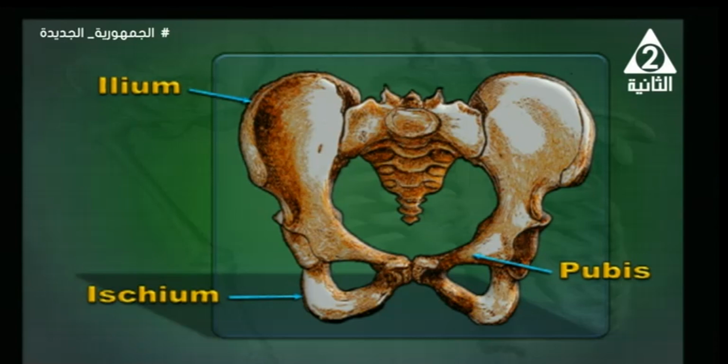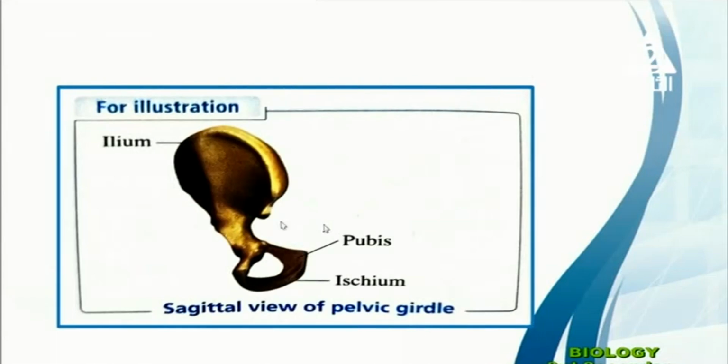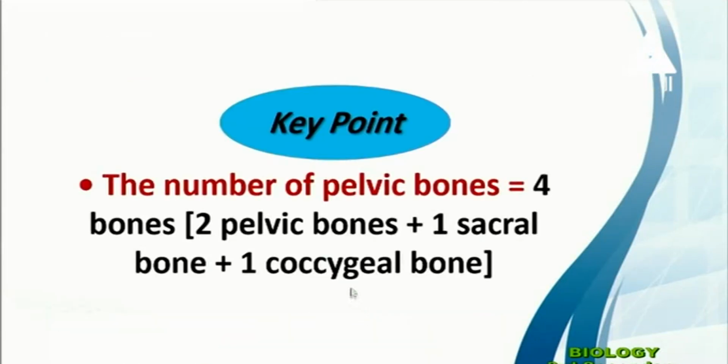And a key point, if you are going to understand them: the number of pelvic bones is 4. 2 pelvic bones, the right side and the left side, and 1 sacrum. By the way, the sacrum has 5 vertebrae but is 1 bone. The coccyx has 4 vertebrae but is 1 bone. So the number of pelvic bones is 4.